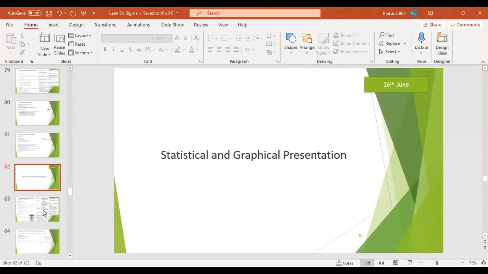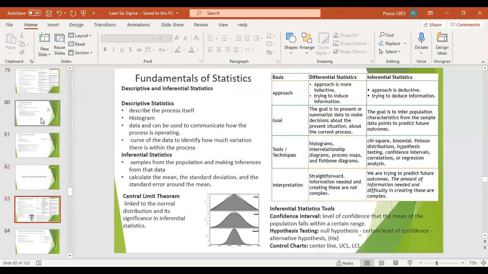Any doubt, you just note it down and then ask me. We will discuss the fundamentals of statistics. There are two basic types of statistics. One is descriptive statistics, the other one is inferential statistics. Descriptive is nothing but what is available there. Based on the data, you are going to present your details. That is called descriptive. Based on the data, you are taking some inferences. That is called inferential statistics.